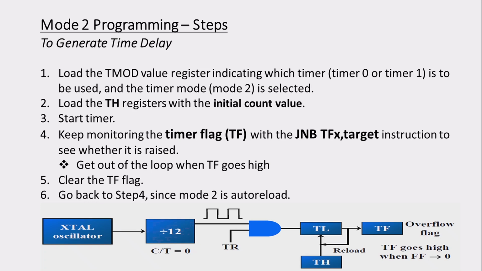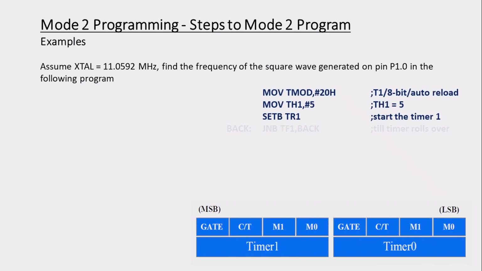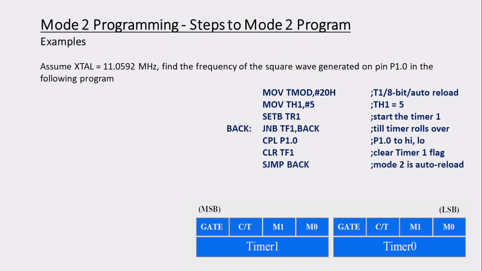Okay, now let us look into some of the examples of how the loading and all those things is being done. So here let us look at this particular example. They have said we are having a crystal oscillator with a frequency of 11.0592 megahertz, and we need to find out the frequency for the given program. This particular program is going to generate a square wave on P1.0. So this following program does that particular thing.